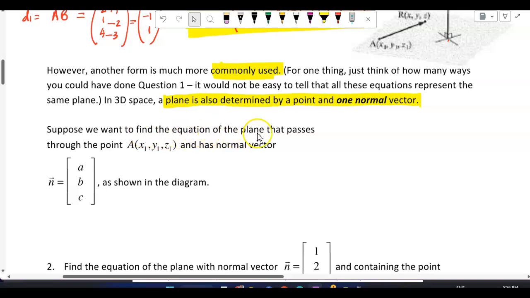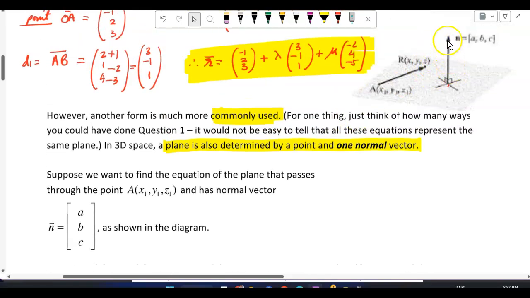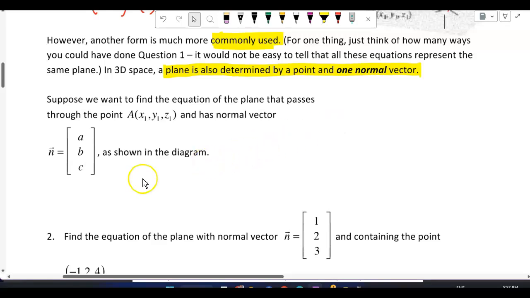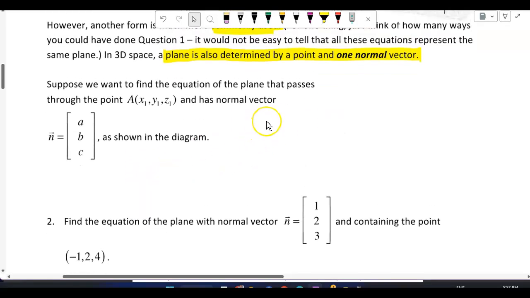Suppose we want to find the equation of a plane that passes through point A, (x1, y1, z1), and has a normal vector n, as shown in the diagram. So you have a point and a normal vector. I'll tell you what formula you use. This is your formula: R dot n is equal to A dot n. That's your normal form, the equation of a plane using the normal vector.